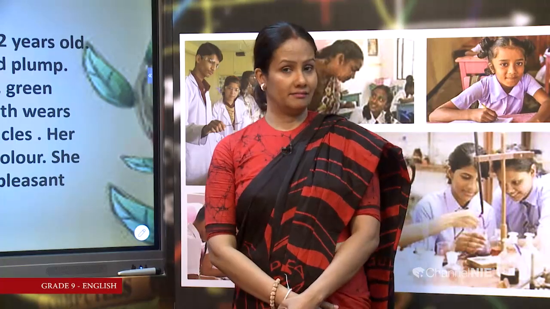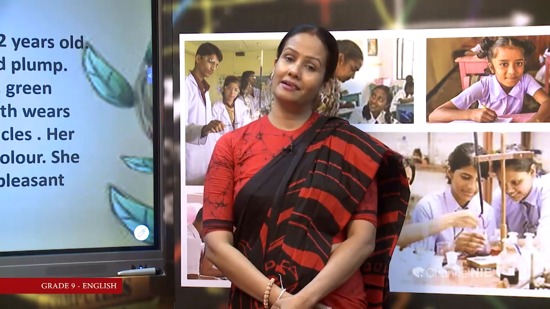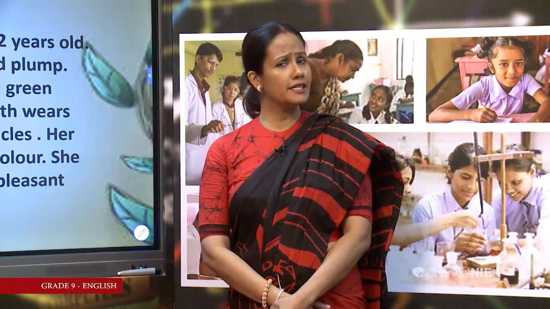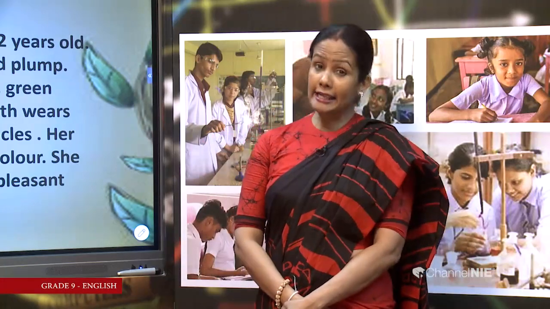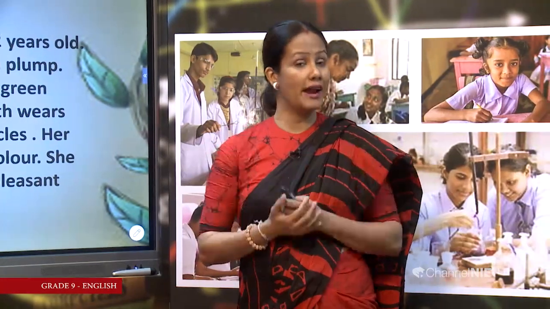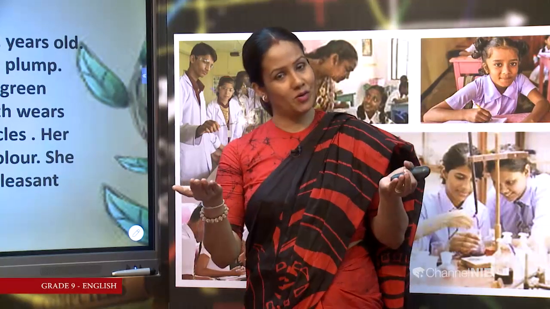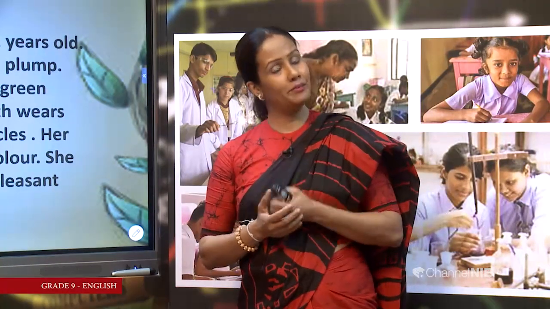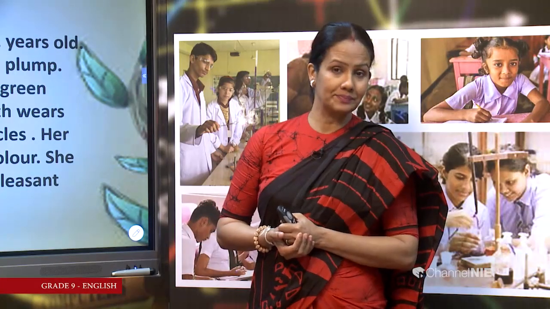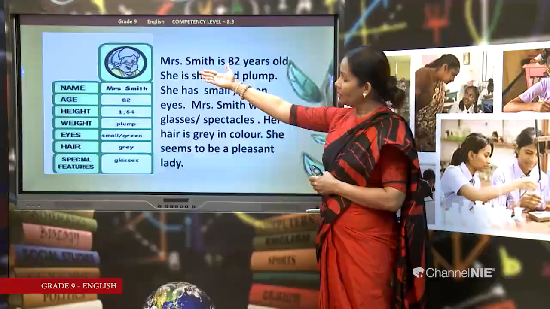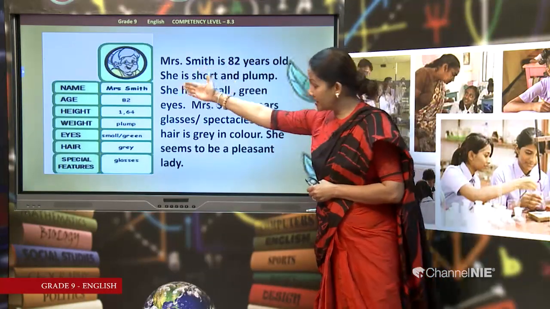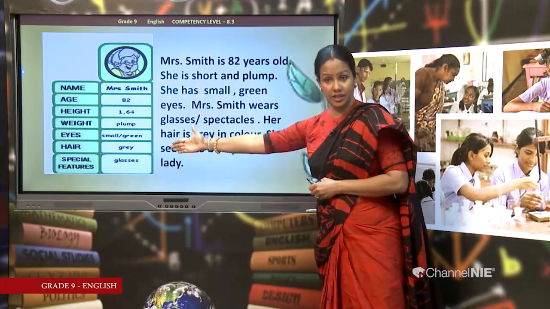So children, after describing a small girl, we are going to describe an elderly lady. I know most of you have your grandparents. So you want to learn how to describe maybe your elderly relative, probably your grandmother. So we have a grandmother here, and here we are given her information in a grid.